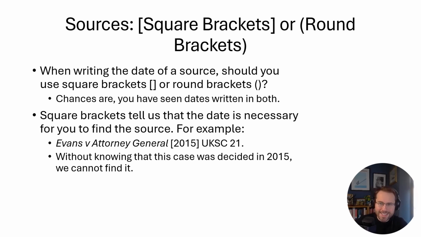Very often, and I'll have a separate video on primary sources, cases will be inside square brackets because the year is required for you to find that case. If we look at the case of Evans and Attorney General, a famous public law case from 2015, the citation is 2015 UKSC 21. If you didn't know the year 2015, it's going to be hard for you to find that case. So the square brackets tell you that you need the date to find the source.